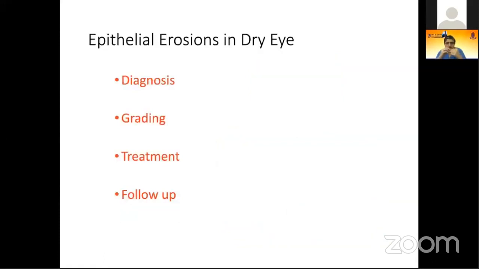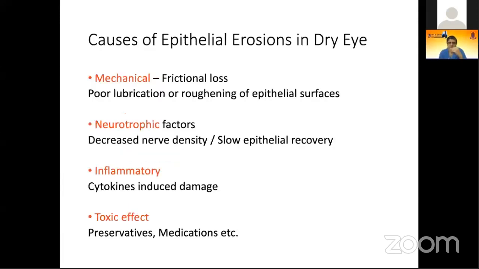So why do we really get epithelial erosions in dry eye? And how does it help? So as I said, it helps us for diagnosis of dry eye, grading the severity of dry eye, for deciding what is the treatment that would be appropriate in a given dry eye grade, and also for following up the patients, because it helps us to know whether the patient is responding or improving following our treatment.